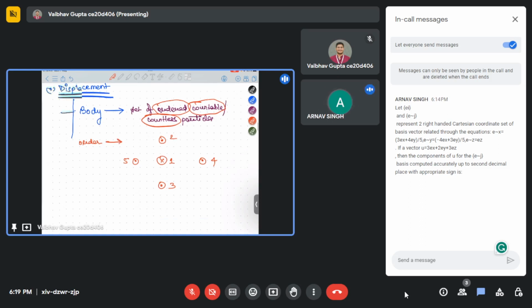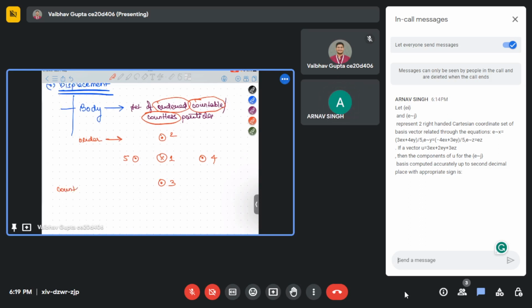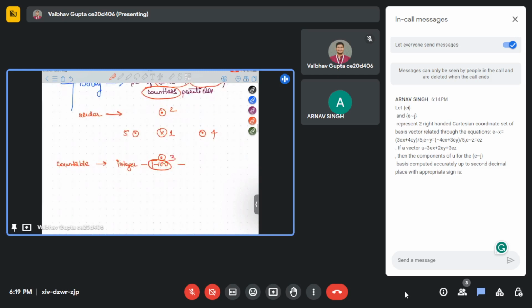Now the second thing is countable and countless. Suppose I say that you count the integers from 1 to 100, will you be able to do it? The answer is yes. We can count 1 to 100. But if I say tell me how many real numbers are there from 0 to 1, can you count? No, sir. The answer is no. So this is the basic difference between a countable and a countless thing.